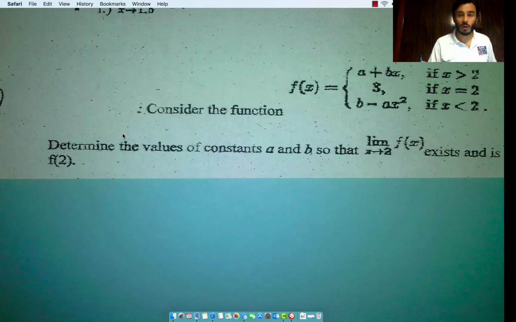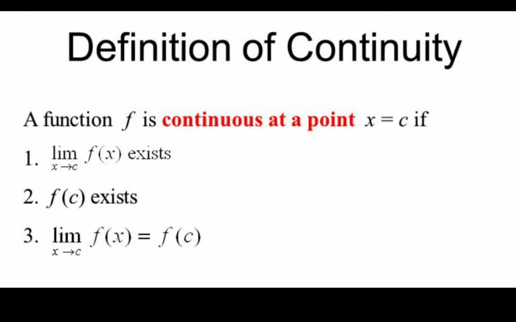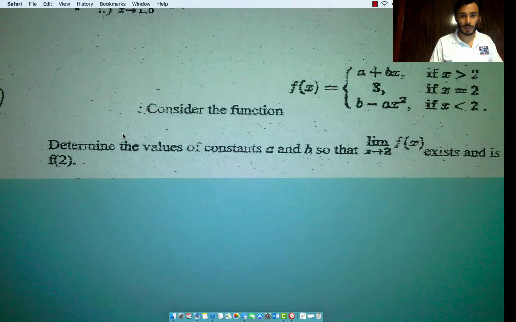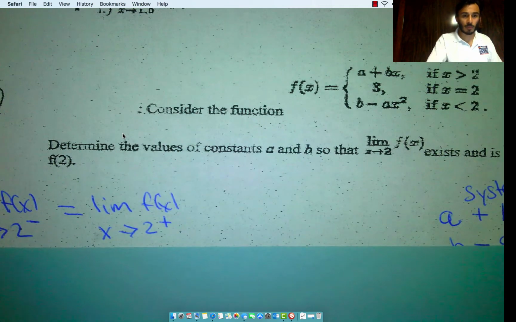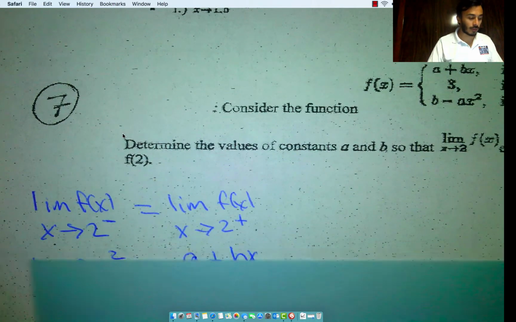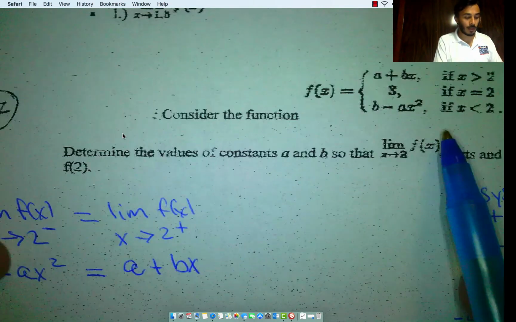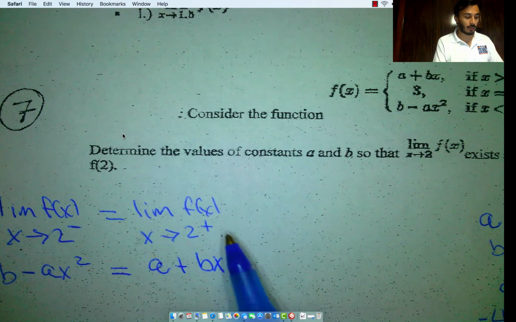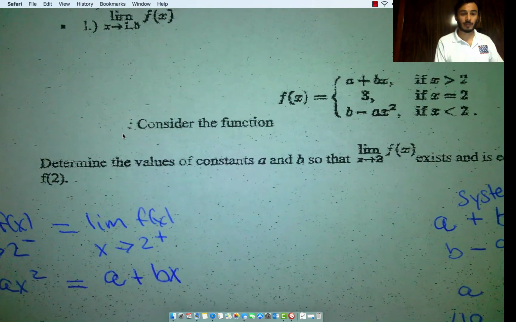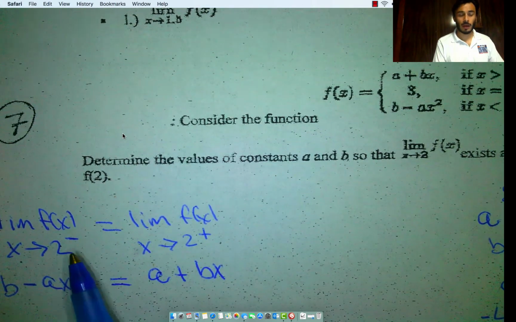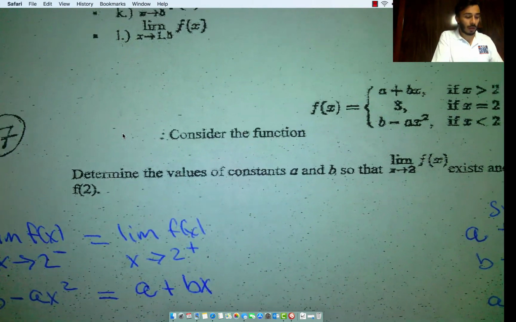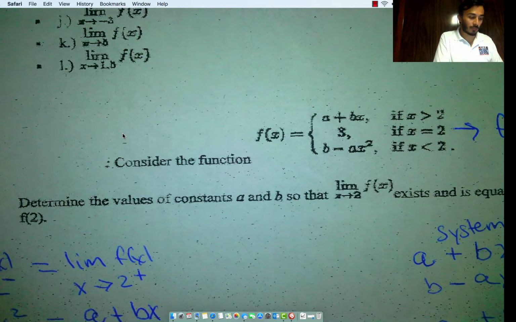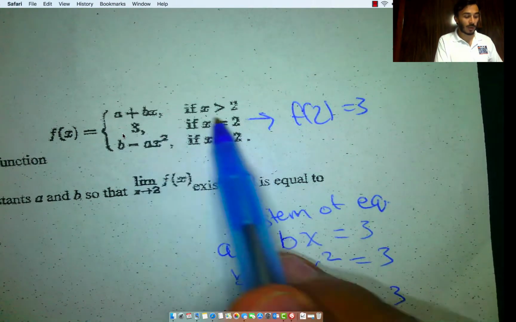Okay, so let's recall the definition of continuity. If a function is going to be continuous, the limit from the left must be equal to the limit from the right. The left-hand limit comes from the bottom part, because that's the less than: b minus ax squared. The right-hand limit comes from the top one, because that's the greater than: a plus bx. So for the function to be continuous, the heights from the left and the right must be the same, and you must have a value f of 2 that exists. In this case, f of 2 is equal to 3. That's what I'm given right over here.